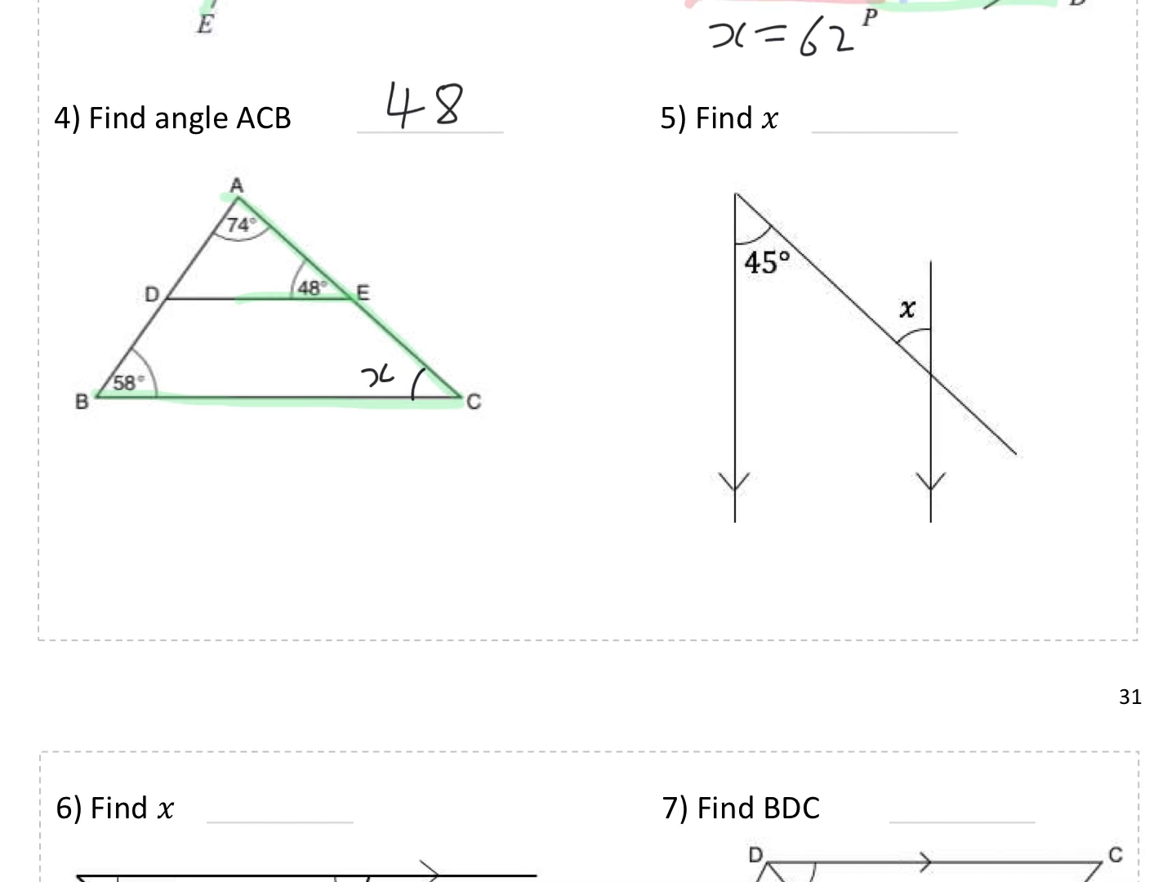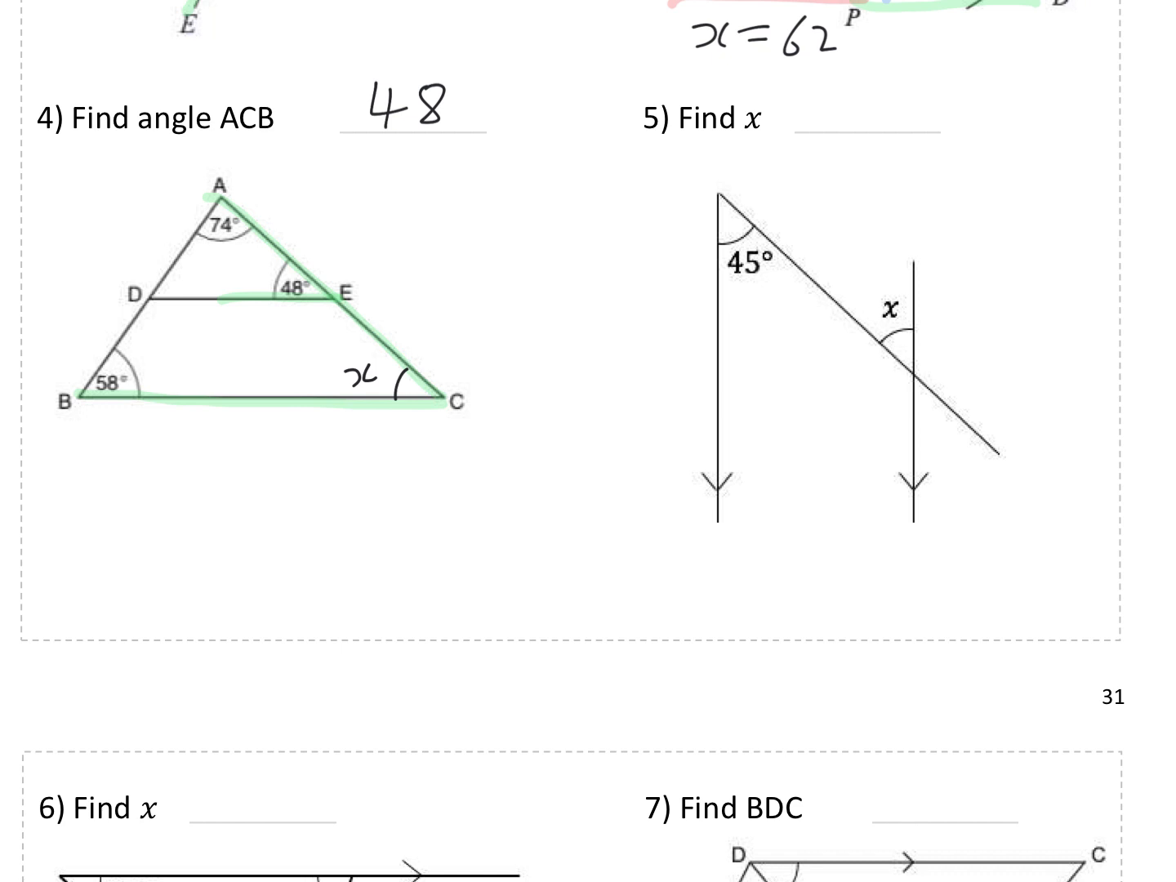Number 5, find X. Well, if we trace this out, we've got a Z shape between the 45. Now it's at an angle, or it's vertical, more like an N, I suppose, but if you turned your device around, you could see that Z shape, and X is 45.